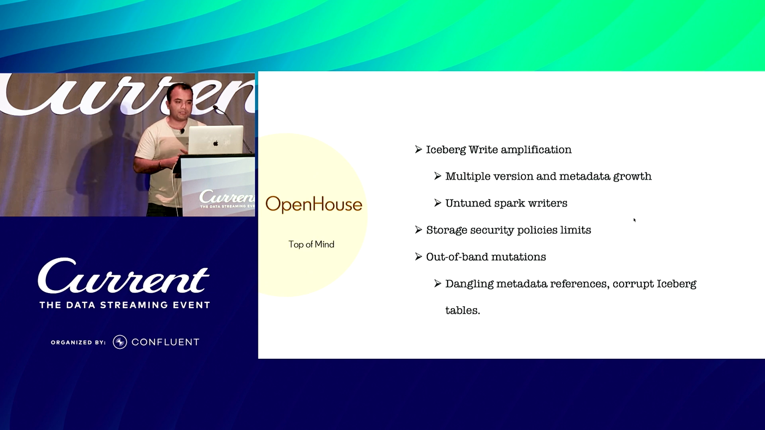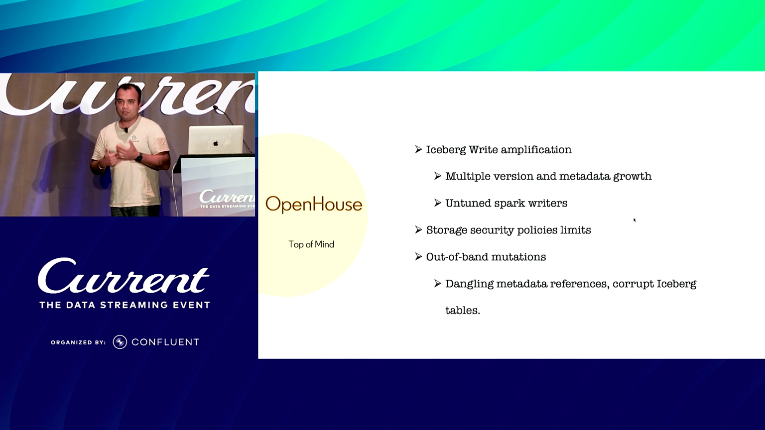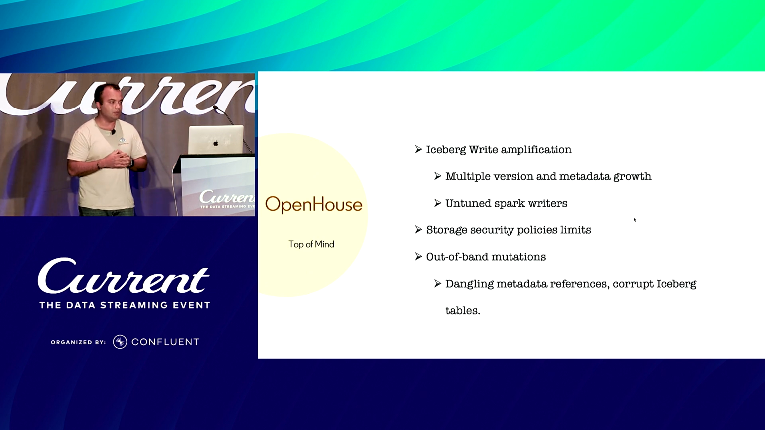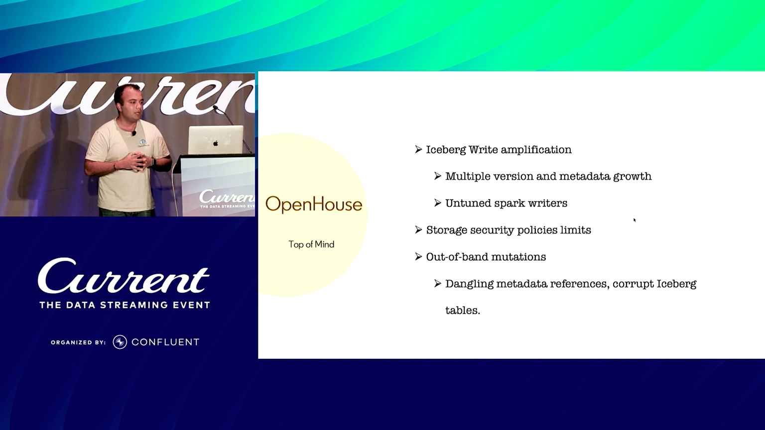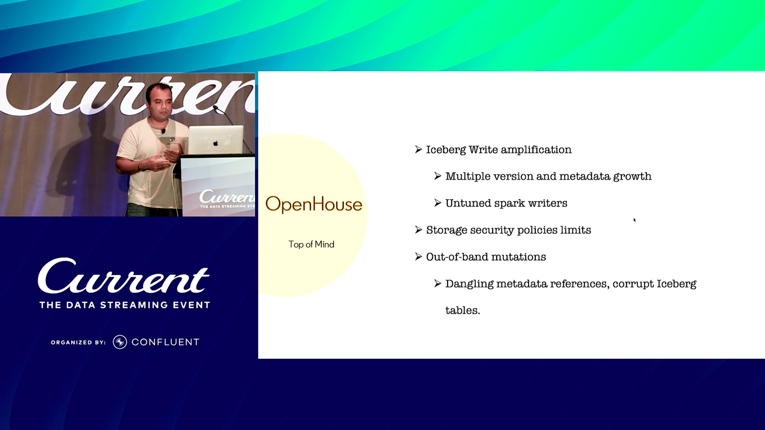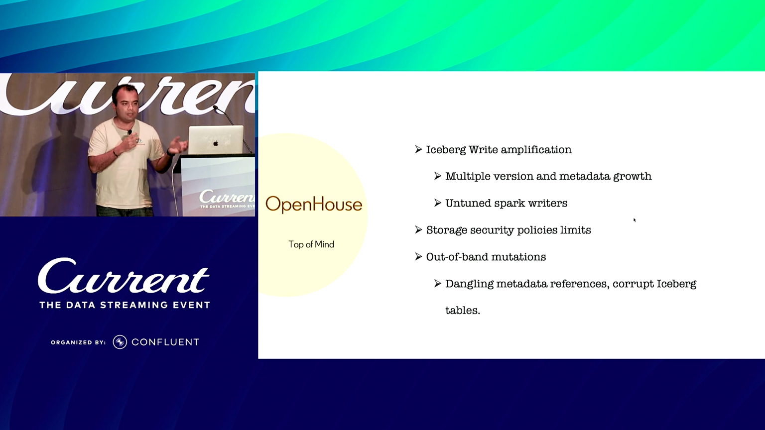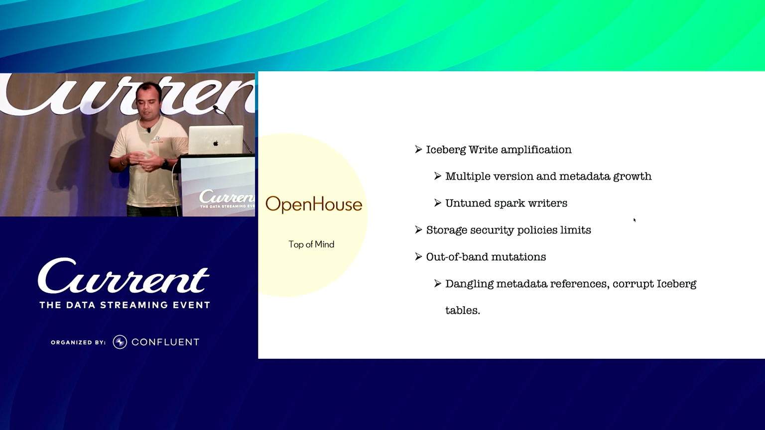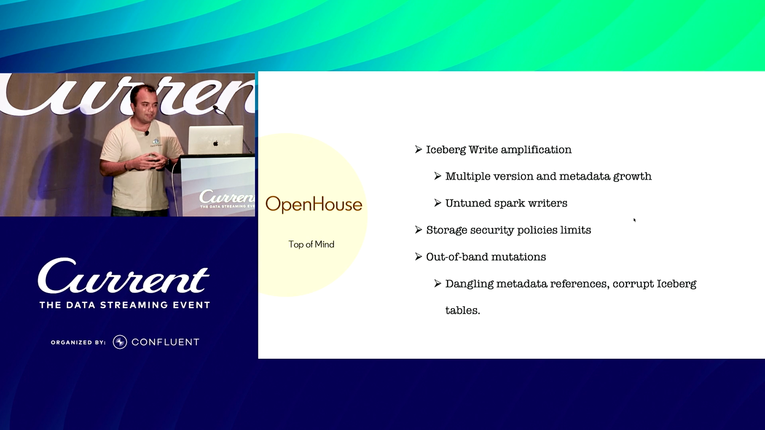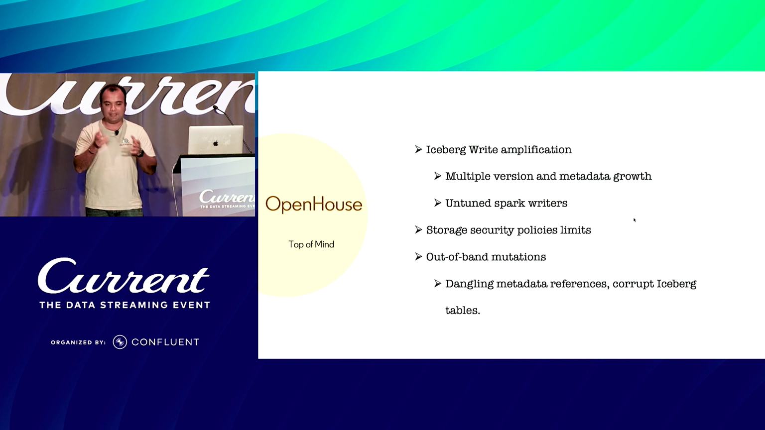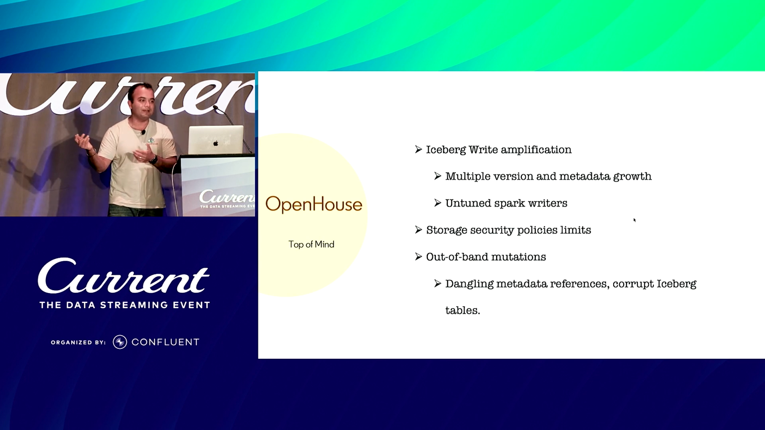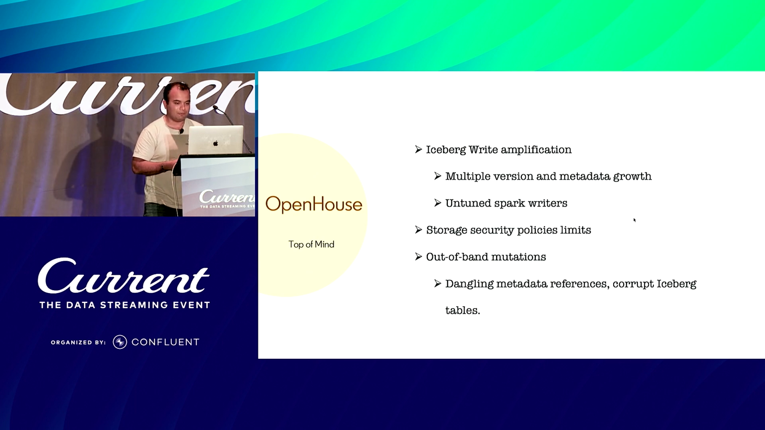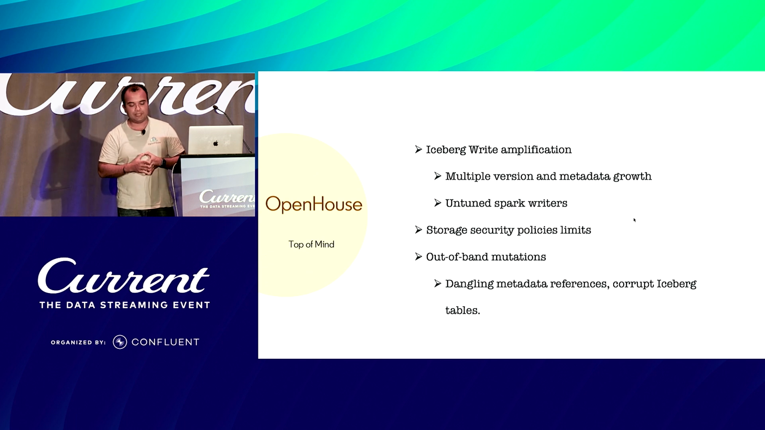Finally, storage security policies and limits: IAM also has a lot of limits when you set policies on a bucket or a prefix. At that time, we are moving towards a more token-based authorization model, where the catalog will mint tokens and then engines can directly access data. And finally, out-of-band mutations. Iceberg metadata is stored on storage, and we have had times where somebody came and deleted some metadata files, and now we have dangling references. So that's a corrupt Iceberg table. How do we prevent that from happening? This kind of goes into that whole opinionated data lake paradigm.